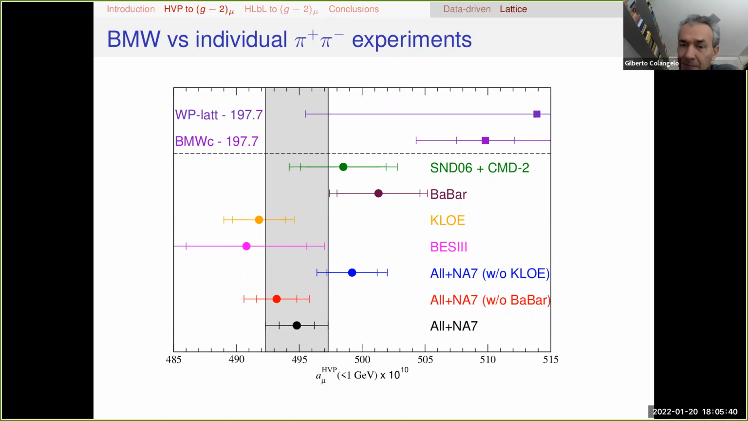And SND has come out already with new numbers, whose fits with the dispersive approach are not as good as for the other experiments. So there's something we need to understand. And then there is a measurement done by CMD-3. So this is what will come, and then we'll have to see how the situation looks once these new measurements have come out. Thank you.